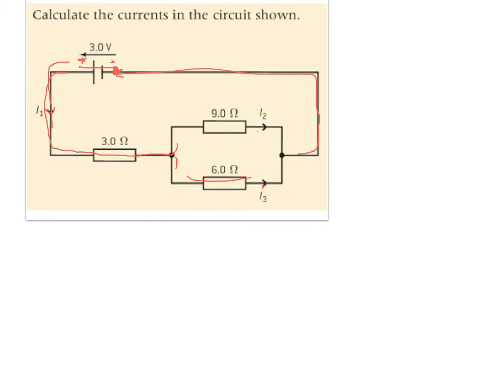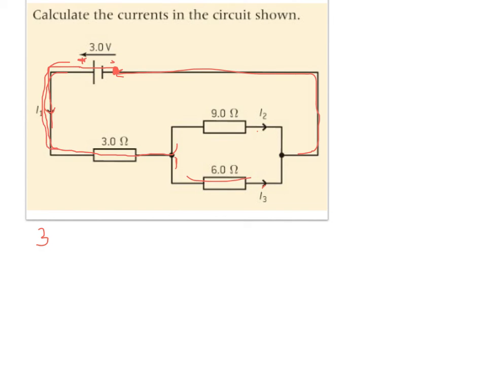When I went through the battery, I just gained some potential. So I'm going to go V. Now I actually know what that V is, so I'm not going to put V, I'm going to put 3 volts. That's positive because I went the right way through the battery. If you go the wrong way through a battery, that's fine. You just put down that it's negative, that you lose potential going to that side. So I gain 3 volts of potential.